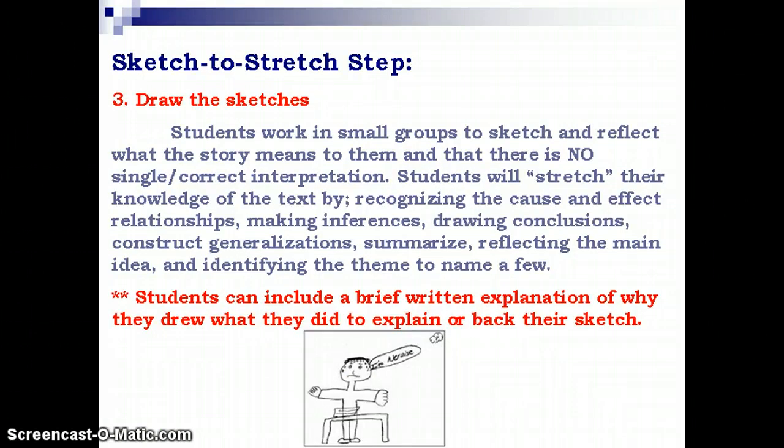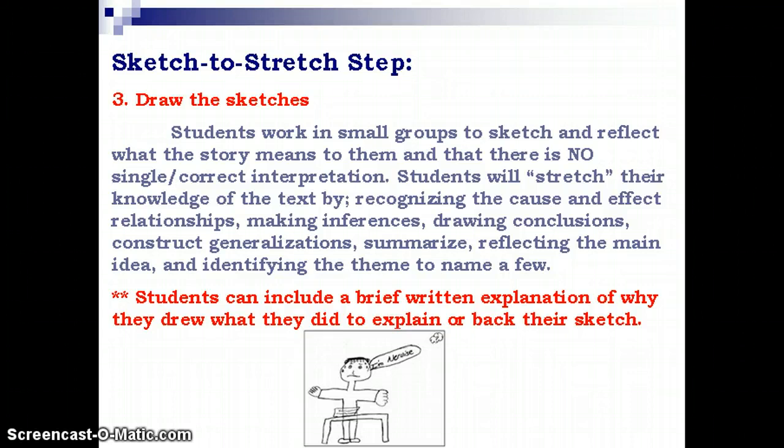So the third step is, after you have talked in a whole group together and gotten their minds rolling about what types of symbols we are going to use to show the theme of the story, the students are actually going to get into small groups and draw and sketch to reflect about what the story means to them. However, as teachers, I believe that we need to help students understand that there is no single or correct interpretation of the theme in the story.